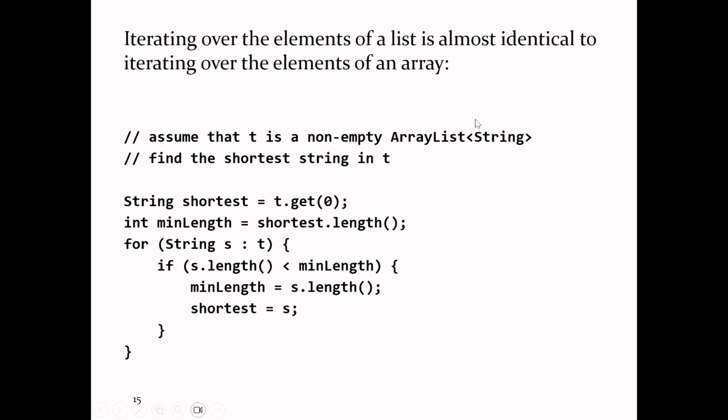Okay, iterating over the elements in the list. Similar to iterating over the elements in an array, right? If you want to, you can write a for each loop where the target of the for each loop is a list. So T is going to be a non-empty list of strings. I would like to find the shortest string in T. So it's non-empty, so I know that the first element exists, so I can call get zero and get the first element.